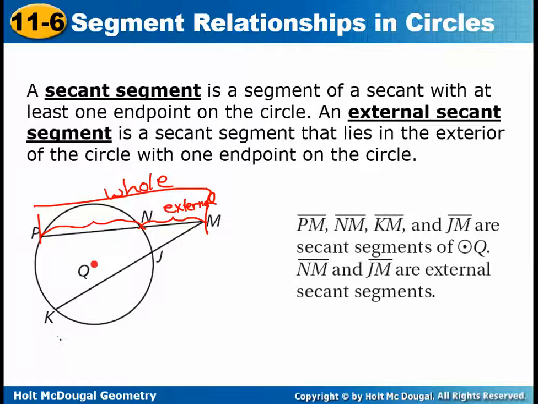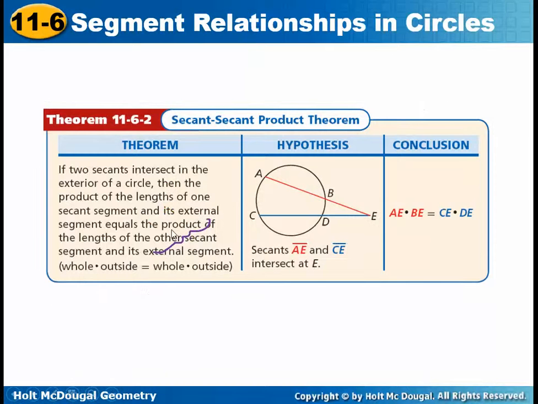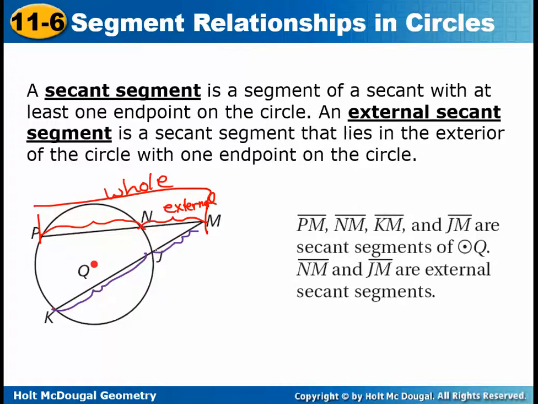We also have K, I'm going to use a different color here. We also know that KJ is a secant segment and JM is also a secant segment. This part is external, and I'm going to call M to K our whole secant together.